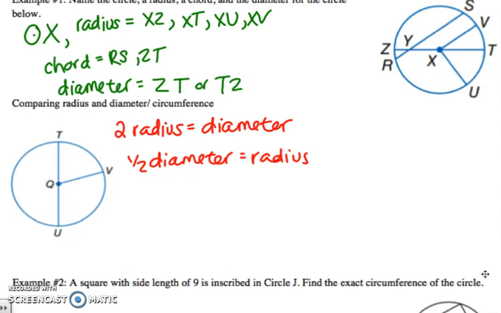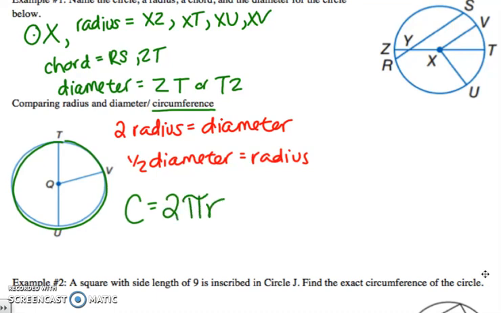Okay? Now a couple other things. Circumference. It's the measure of the outside of the circle. And if you remember, the formula for circumference is 2 pi r. So 2 pi, and then your radius. So for example, if I told you that the diameter of this circle was 18, you're going to have to do some math to find the radius. And so the radius would be 9. So circumference would be 2 pi times 9, which would be 18 pi.